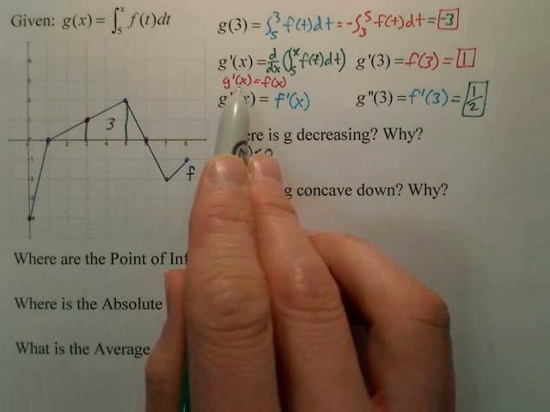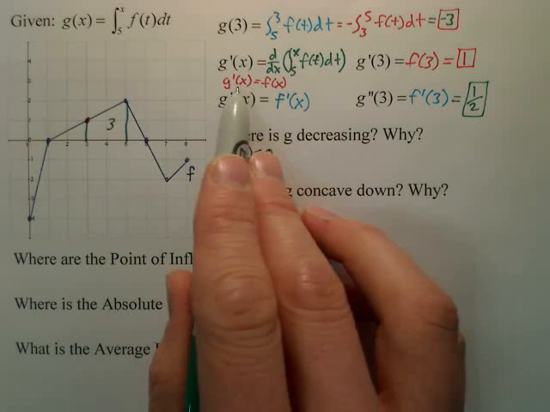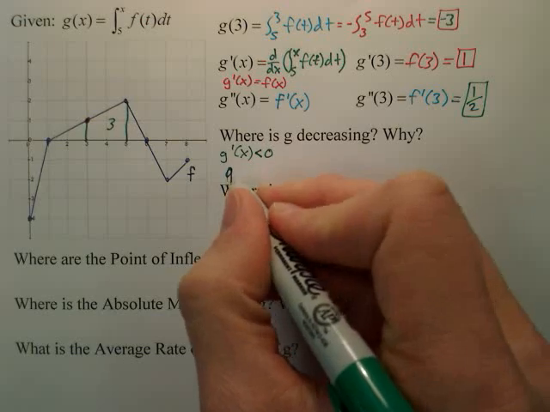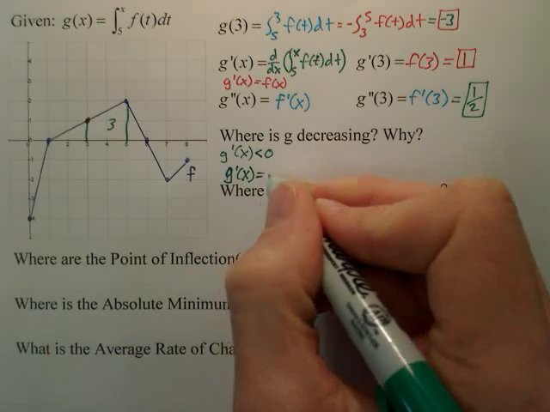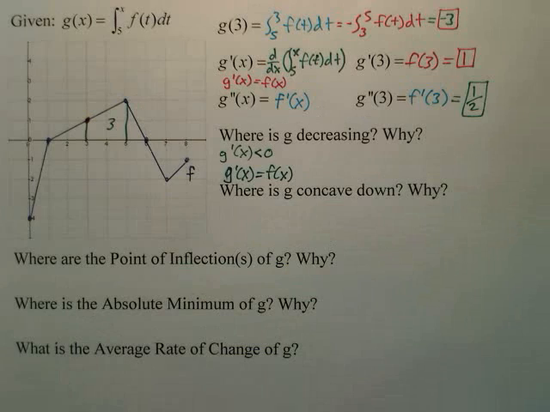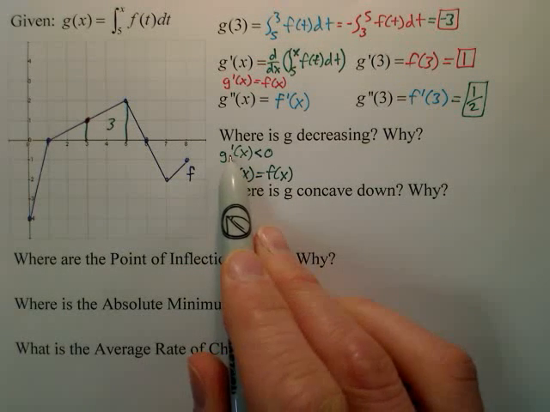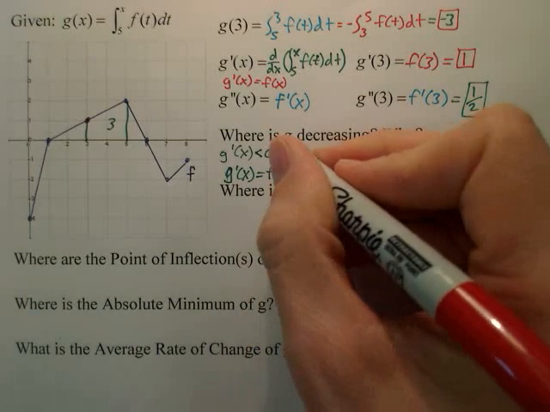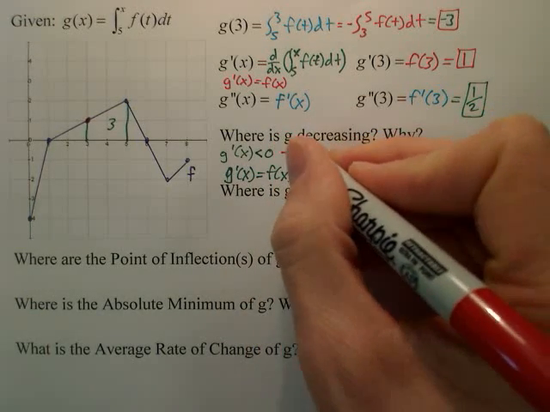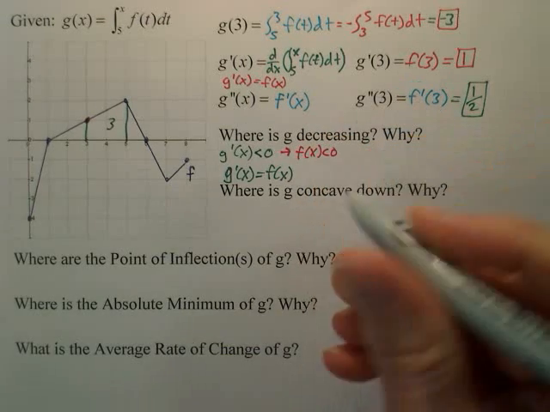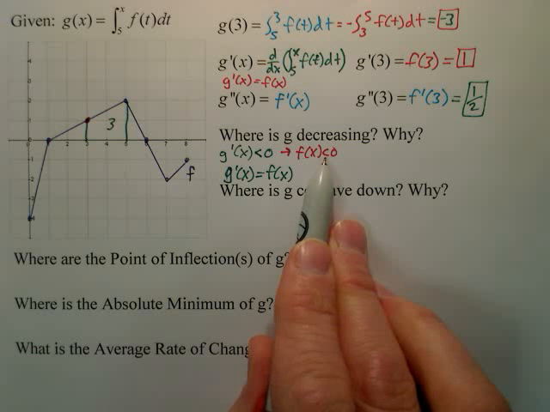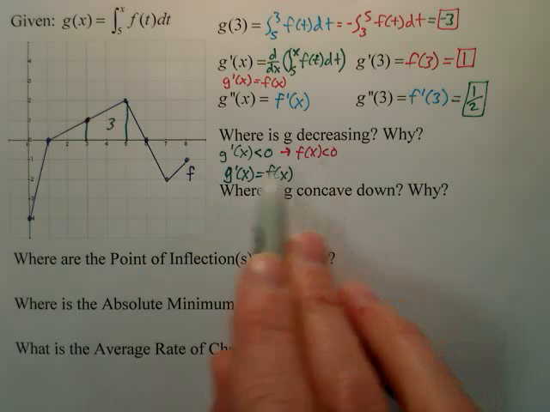Now, we have to remember this stipulation right here, that g prime equals f of x. So let's write that down again, that g prime of x is equal to f of x. So if that's true, if I'm going to find when g prime is less than 0, and I know g prime is equal to f of x, can I then state that I'm looking for when f of x is less than 0? Since g prime equals f of x, aren't I looking for basically when f of x is less than 0?